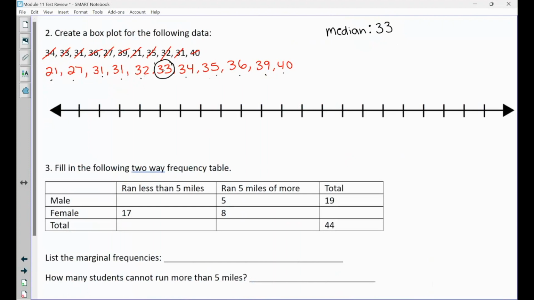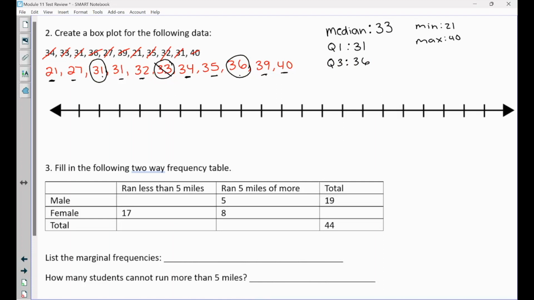Okay, so now since that's my median, I'm going to cut the other pieces in half as well. So on this side, I've got 1, 2, 1, 2. My Q1 is 31. Go to the other side, 1, 2, 1, 2. My Q3 is 36. My min is 21. And my max is 40.